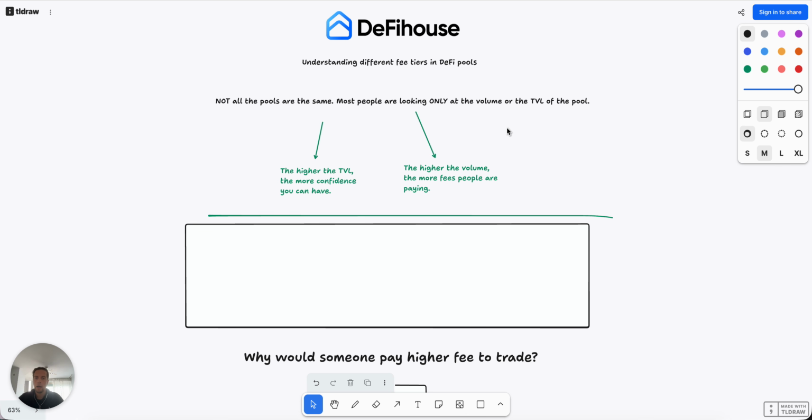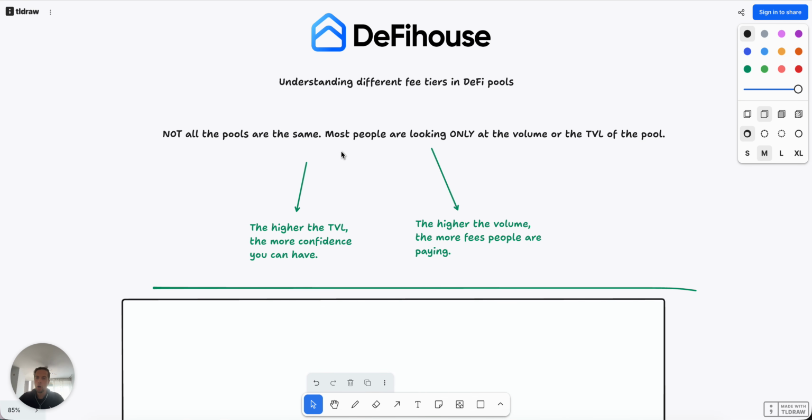So basically, not all the pools are the same. Most people are looking only at the volume and the TVL of the pool. So you come to Orca, Aerodrome, Uniswap, VFAT, doesn't matter, any DEX, and you are looking to find a pool to provide liquidity into.